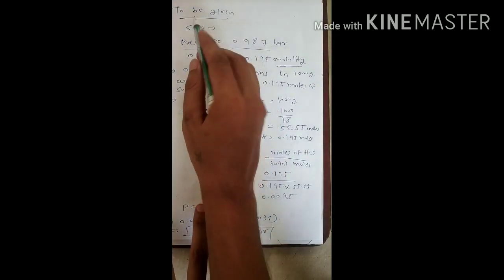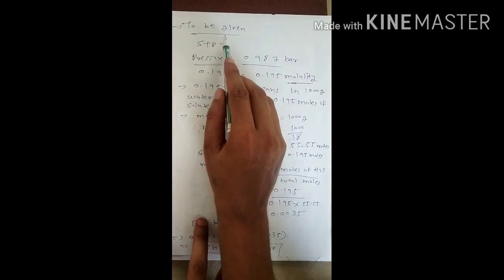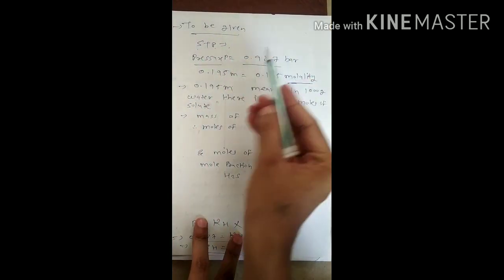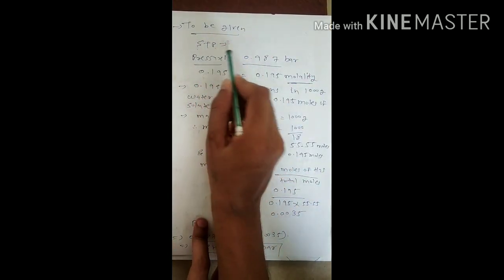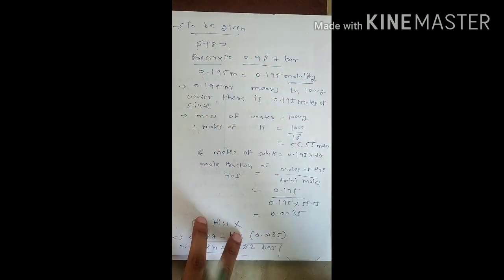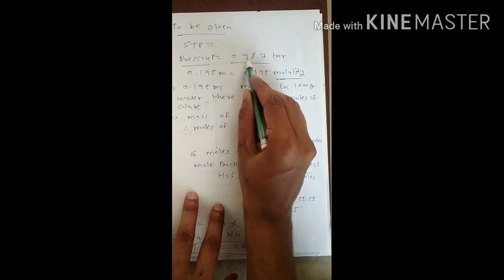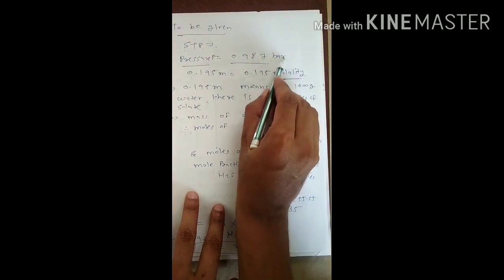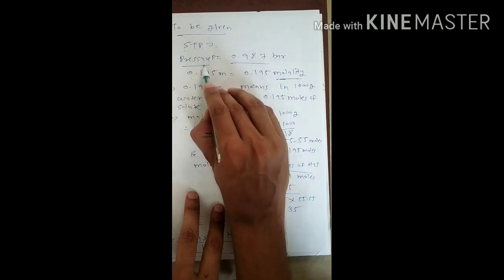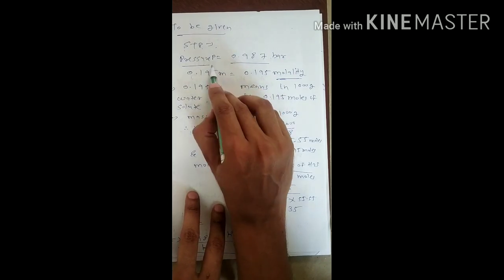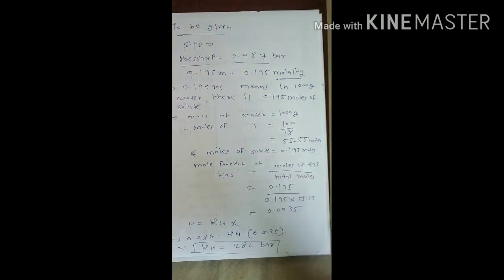So here I have written what is given here, STP, so standard temperature and pressure. What is standard pressure? 1 atmosphere. 1 atmosphere converted into bar, 0.987 bar. Okay, that is standard pressure. Any value you need to remember, you will not get in your paper.